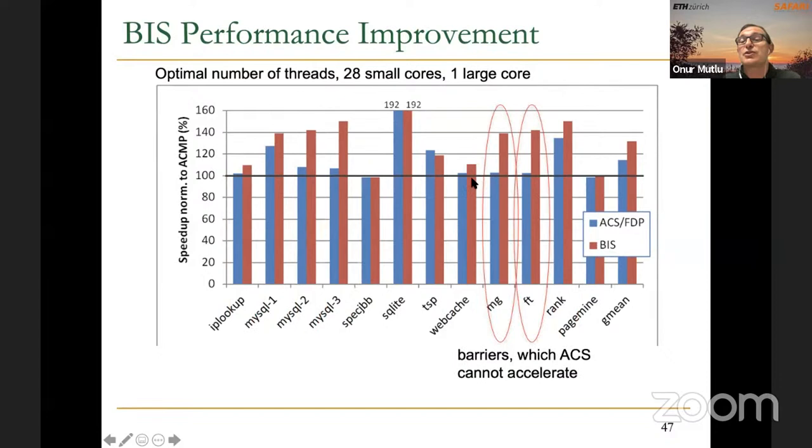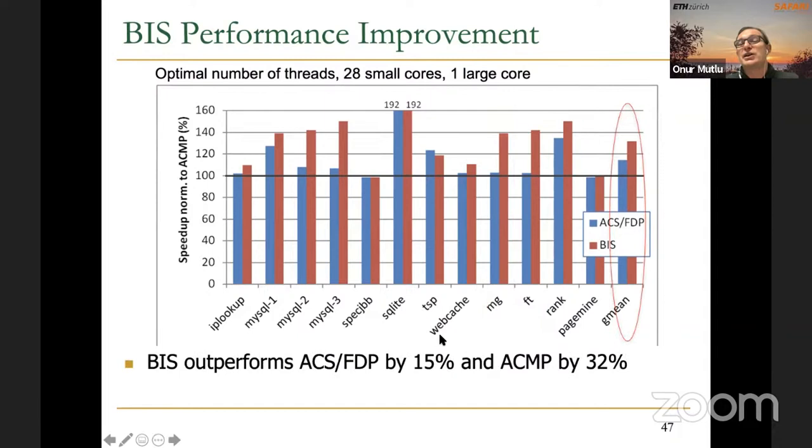And in these workloads, BIS accelerates barriers, which ACS does not accelerate and cannot accelerate. And you can see that in some workloads, like traveling salesman problem, ACS/FDP is better than bottleneck identification and scheduling, which is not good for bottleneck identification and scheduling. This shows that bottleneck identification and scheduling is not doing a good job identifying the contended bottlenecks. And also, it's not getting the full benefit of keeping the shared data and locks in the large core caches, basically, because it's selectively doing that. Okay, but overall, BIS is a better mechanism compared to prior mechanisms, as you can see in the results.